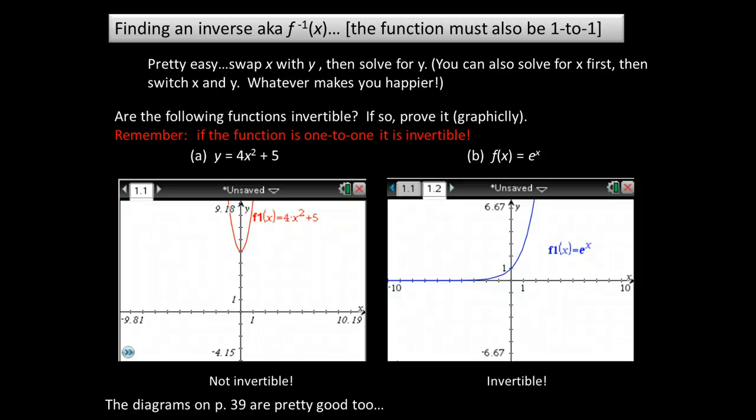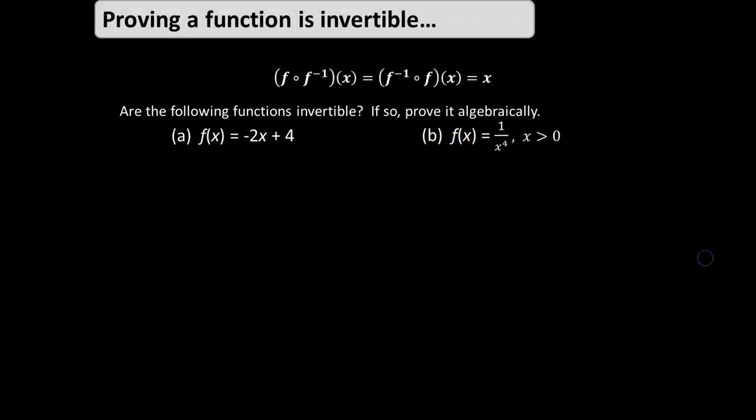Also, you can look on page 39 in your book. There are some pretty good diagrams there of one-to-one and invertible functions.